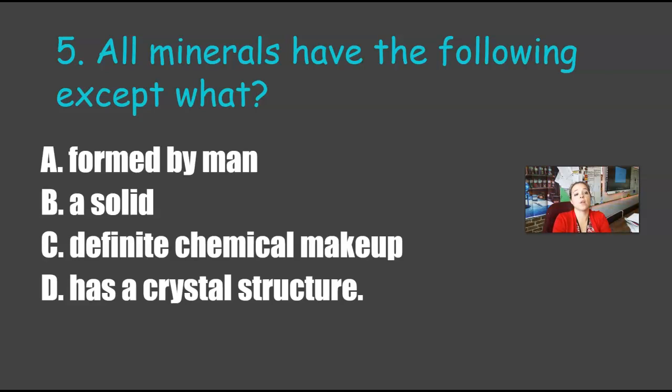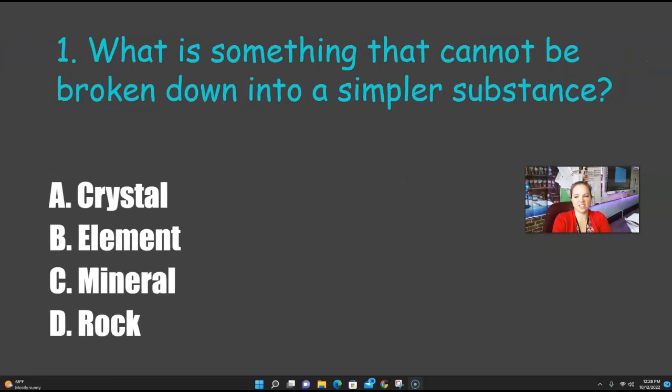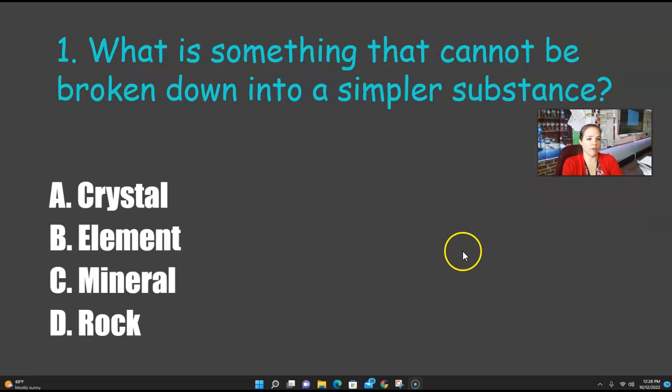All minerals have the following except what? Formed by man, a solid, a definite chemical makeup, or has a crystal structure. All right, so let's go back to number 1 and see if you got it right. What is something that cannot be broken down into a simpler substance? I'm hoping you said an element.